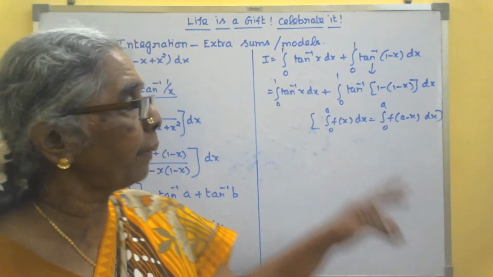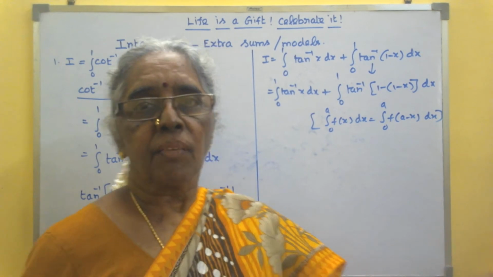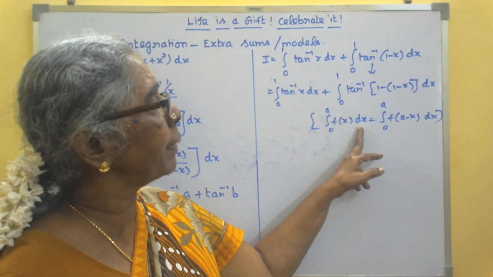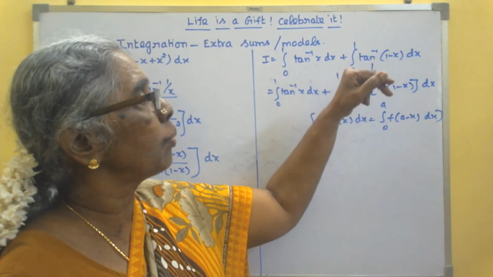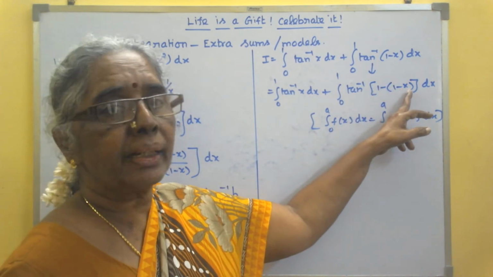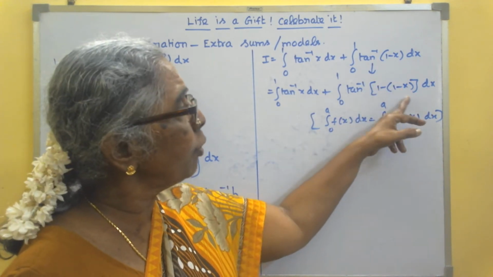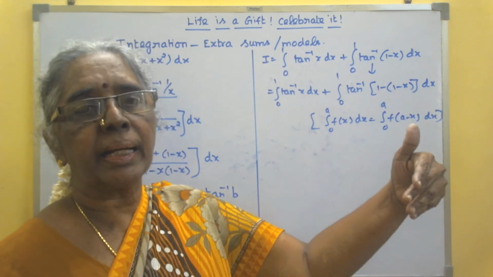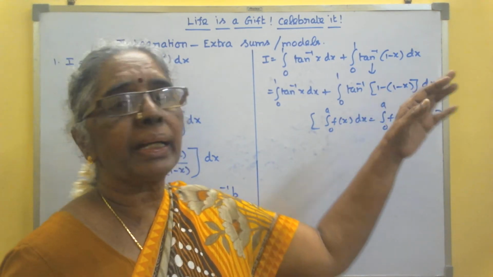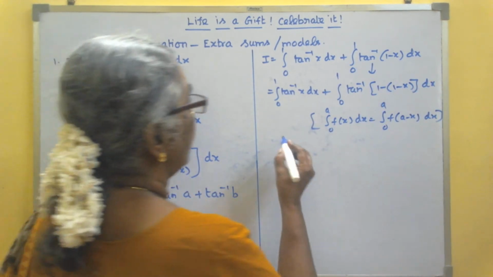So I am keeping one integral as it is. For the second integral, I am using this property. So here my a is 1. So in the place of x, I get 1 minus x. Now if you remove the bracket, 1 and minus 1 will cancel each other. Minus into minus x, you will be getting plus x. So now what will I get?